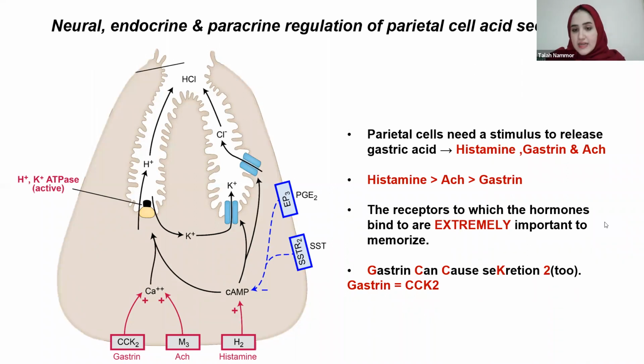Even if cyclic AMP is inactivated by H2, can the calcium still activate the hydrogen K ATPase? Yes, calcium can still activate the HK ATPase. But I'm going to go over this later, guys, just after I explain the other two receptors. Don't confuse yourself. Is everything till now clear?